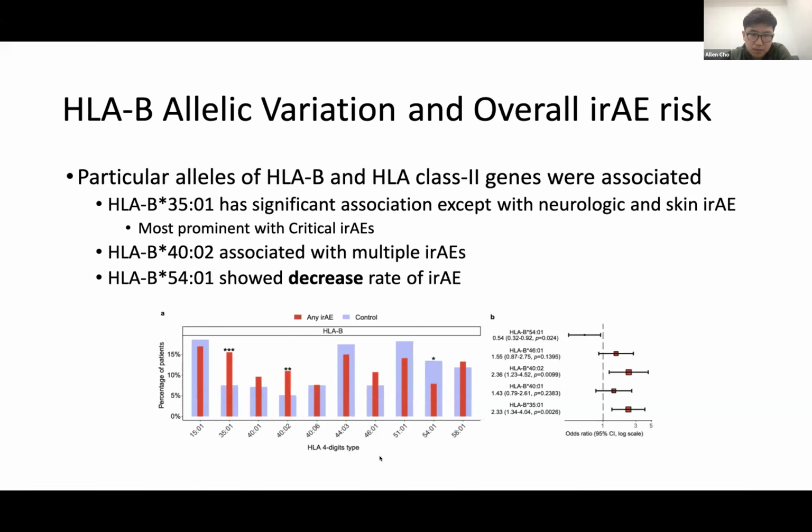The graphs were kind of more helpful to understand. We can see that while all of the other HLA types showed more of an increase, the 54:01 showed a decreased rate of immune related events.